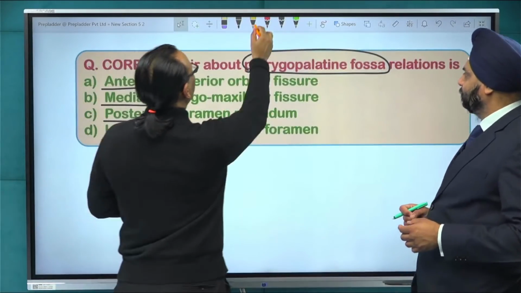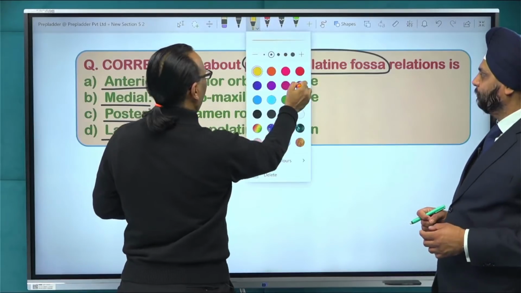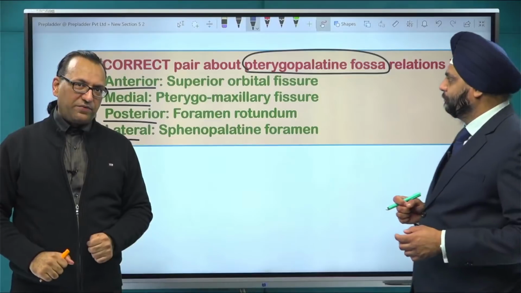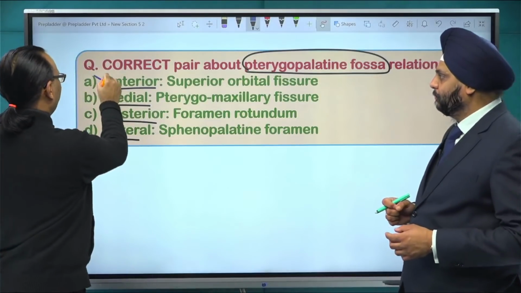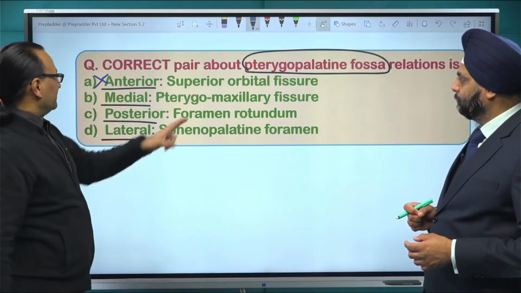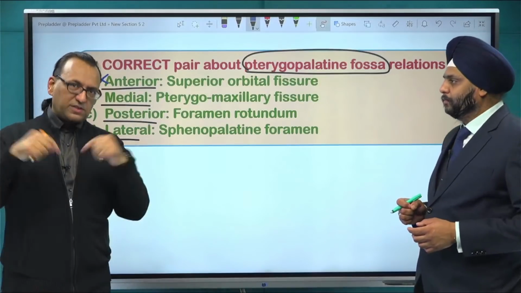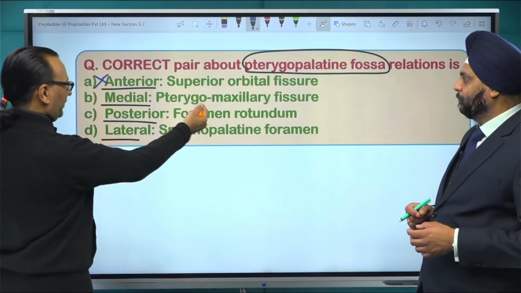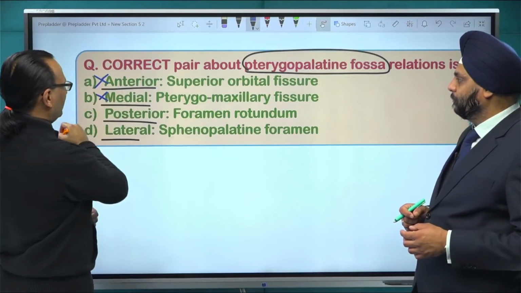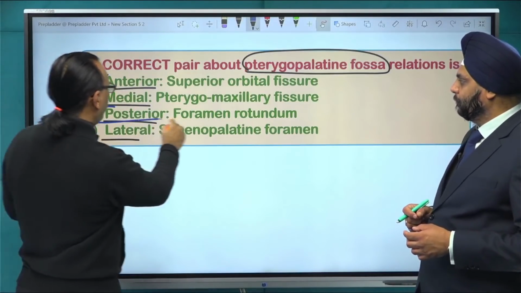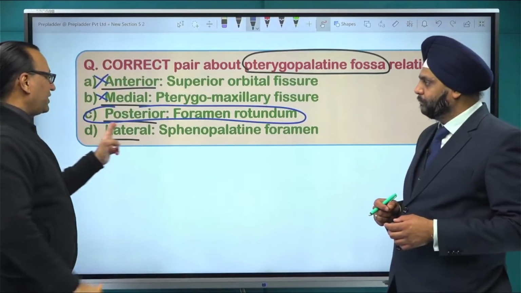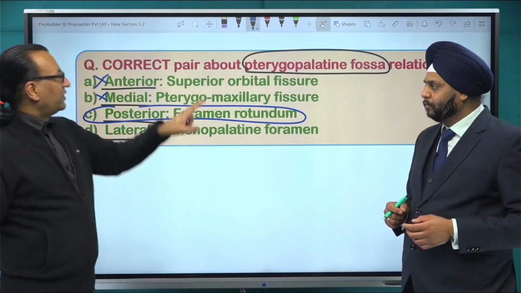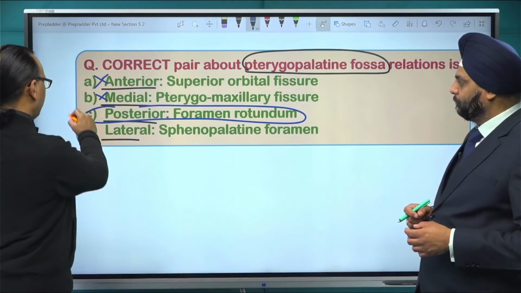As we are looking at this question, anteriorly you have the superior or inferior orbital fissure. This is wrong. This is inferior. Then medially, towards the nose, you have the sphenopalatine foramen or fissure, but it is not. Posteriorly, do you have the foramen rotundum? I told you that the maxillary nerve comes from the foramen rotundum posteriorly, then enters the pterygopalatine fossa. So this is correct. That is your answer.